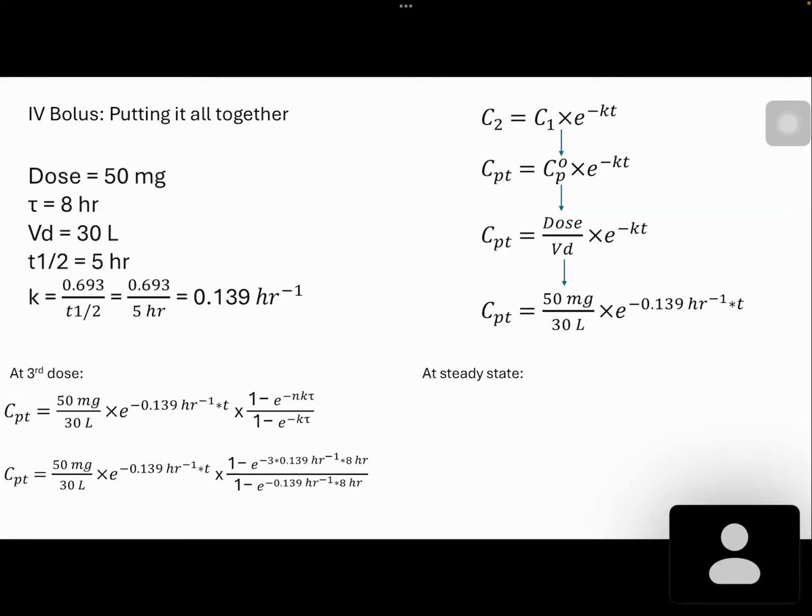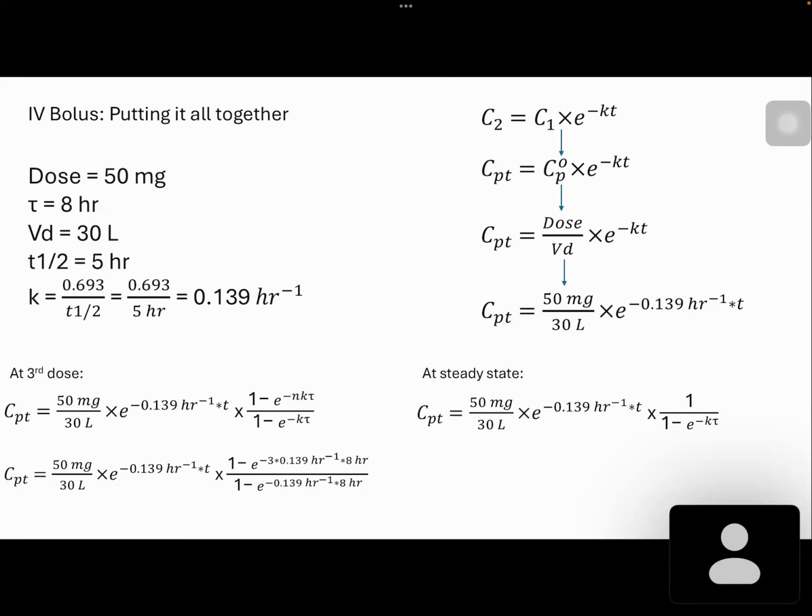And then say we want to do steady state. This is where we use our steady state factor. Again, same initial equation times our steady state factor of 1 all over 1 minus e to the negative k tau. If we do that, that would become 1 over 1 minus e to the negative 0.139 times 8 hours.